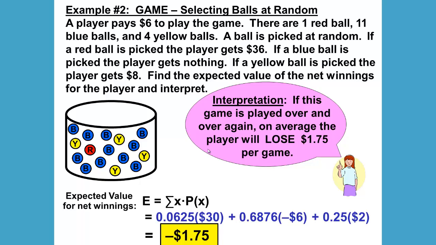Now let's look at the interpretation. If this game is played over and over again, on average, the player will lose $1.75 per game. And for Ms. Borlaug, it's very important that you say those first parts. First of all, the game has to be played over and over again, and then on average, the player will lose because it's negative $1.75 per game that's played. And the lose again is because of the negative.